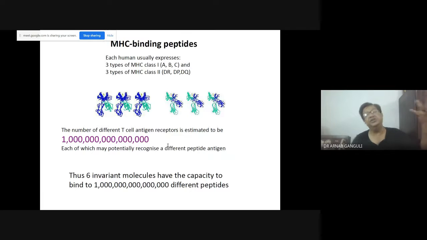After disease journey, you can have 10 to the power 15 different types of T cells binding them. So you can imagine the amount of safety, protection you have in your body. Still we get sick.